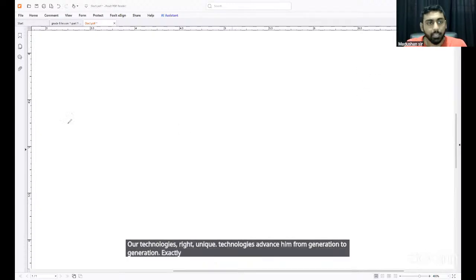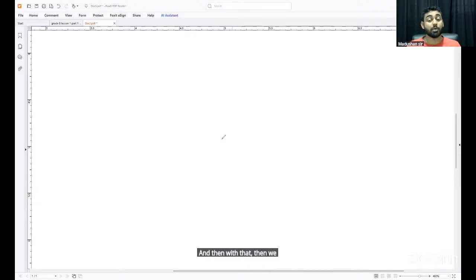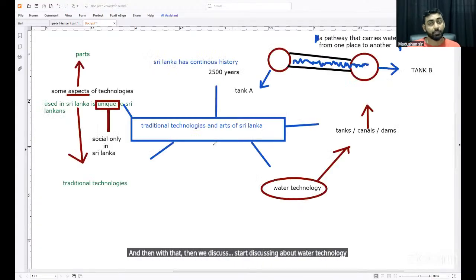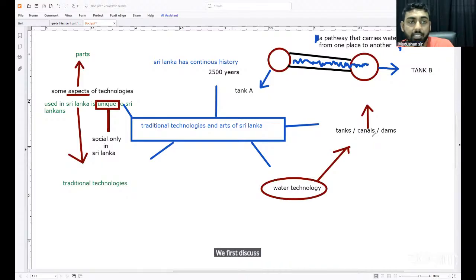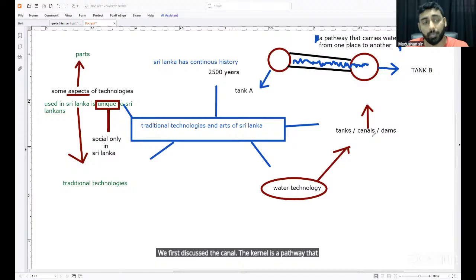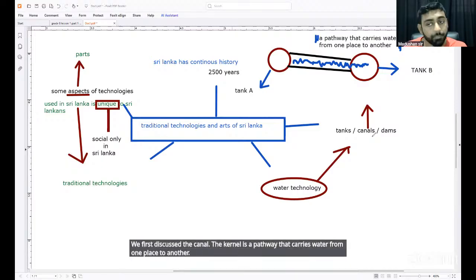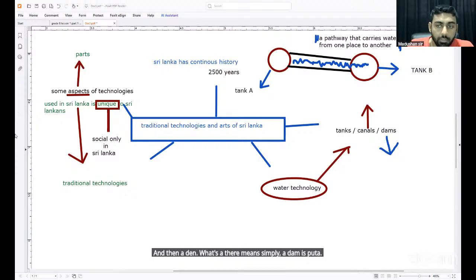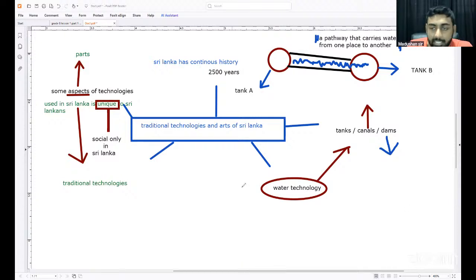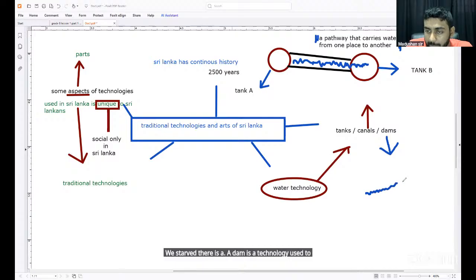Exactly correct. And then we start discussing water technology. Under water technology, we are discussing tanks, canals, and dams. We first discuss the canal. A canal is a pathway that carries water from one place to another. And then a dam. What's a dam? Simply, a dam is, Puta, where we store water. A dam is a technology used to store water.